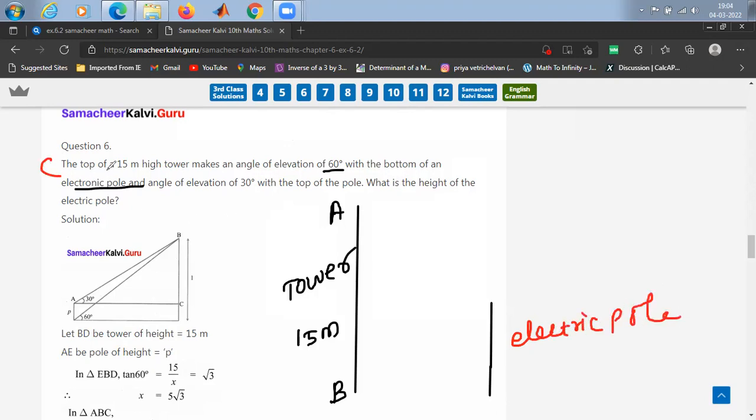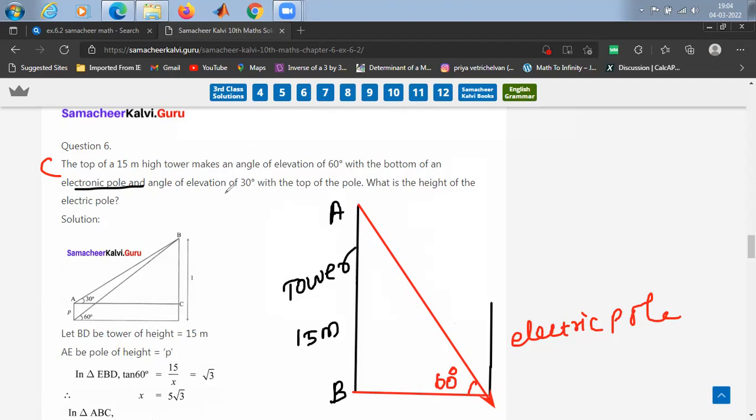This is the electric pole. Okay, now you will get it. So now you read the first statement. The top of a 15 meter high tower makes an angle of elevation 60 degree with the bottom of an electric pole. So from the top of the tower to the bottom of the electric pole, this is how you have to reach. Can you follow this now? Okay. So if I connect the foot of the tower and the foot of the electric pole, here I'll mark that angle of elevation 60 degree. I hope the first statement is clear. We'll move to the next statement.